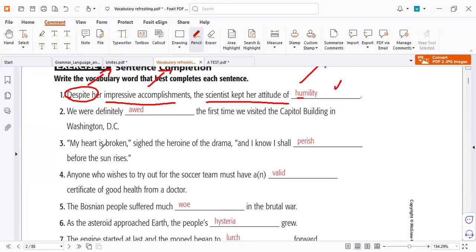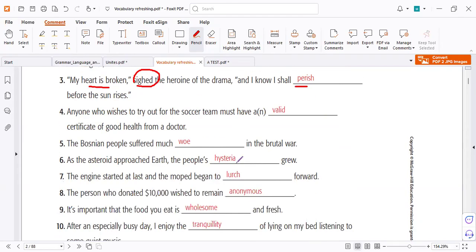Look, my heart is broken. This means I'm going to die. Sighed and broken. So if your heart is broken and you sigh the last breath, it means you are going to die. Yes or no? Yeah. That's it.